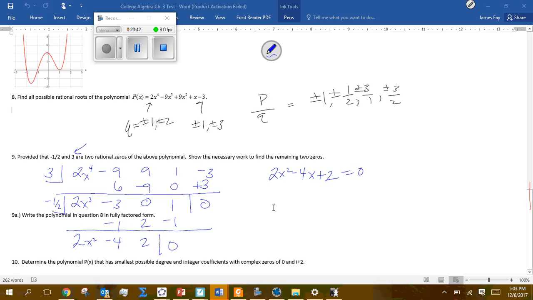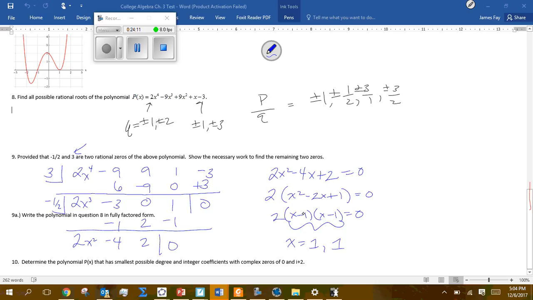So I'll make that equal 0. I'm going to factor a 2 out. So it gives me x squared minus 2x plus 1 equals 0. And then that gives me x minus 1 equals 0. And there are your two additional factors that create zeros at x equals 1 and x equals 1. Those are your two zeros.